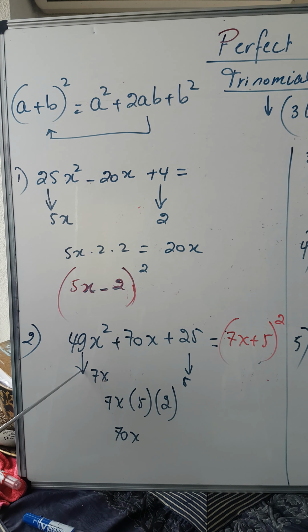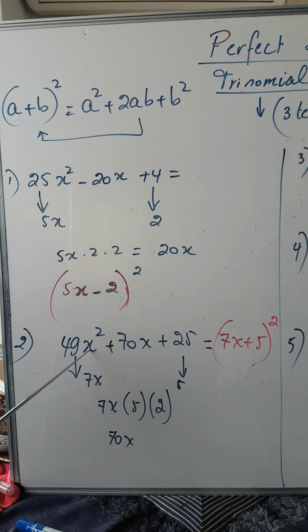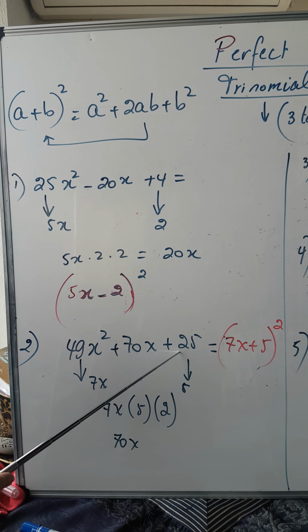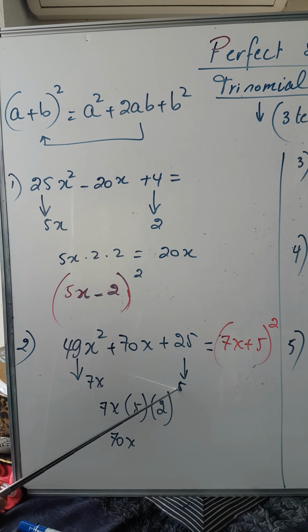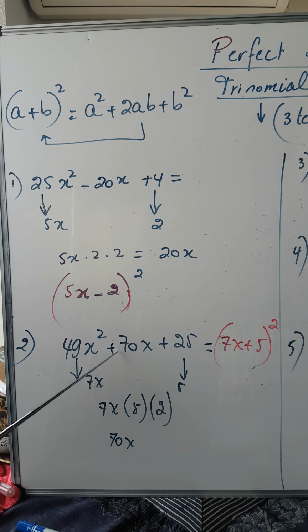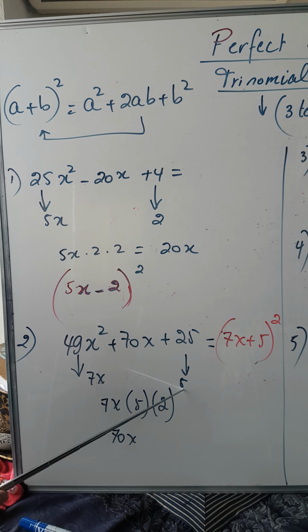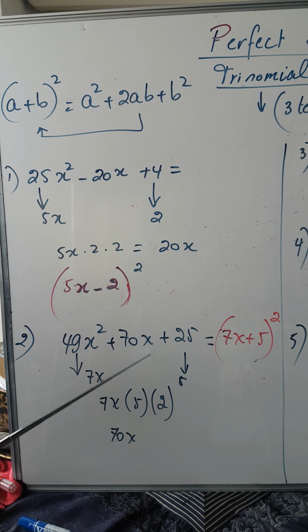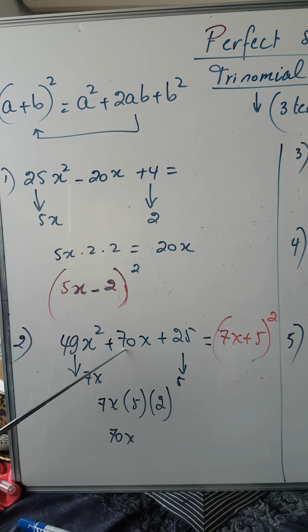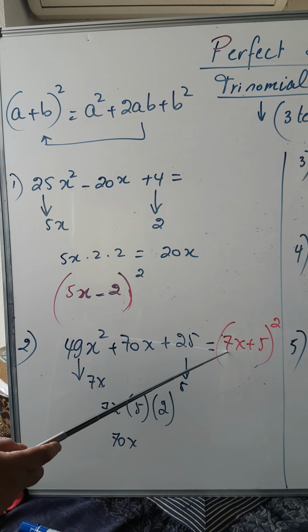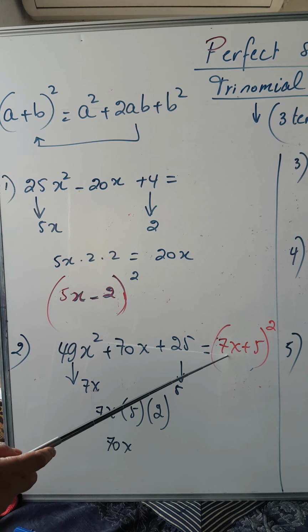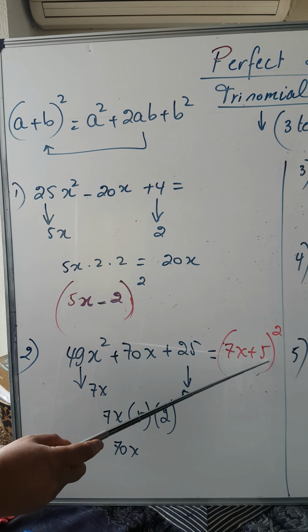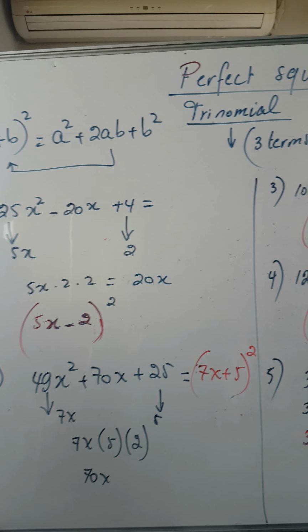In the second example, 49x squared is the square of 7x. 25 is the square of 5. Now we check for the middle term. 7x times 5 times 2 is 70x, so the middle term here is 70x, so we can factorize it as a perfect square, which is 7x, since this is plus, 5 all squared.